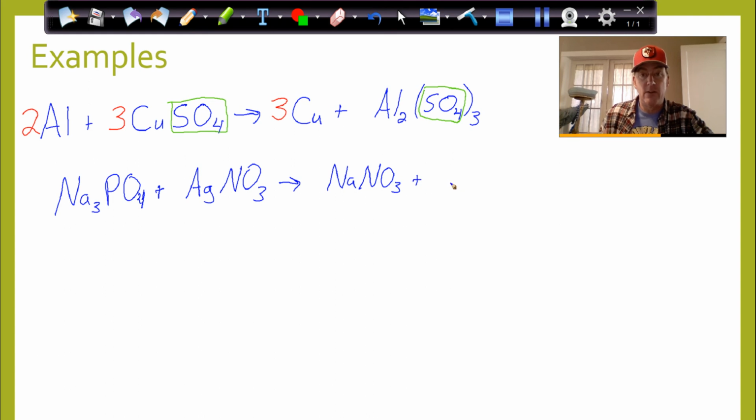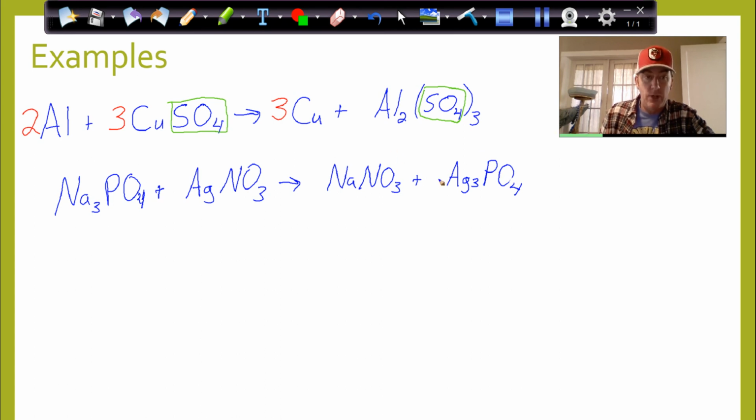and silver phosphate. Silver is a +1, phosphate is a -3. So, whoops, -3, but it's phosphate. So, there we go. +1, -1 for sodium and nitrate. So, again, think of phosphate as one thing, right? There's one phosphate here and one phosphate there.